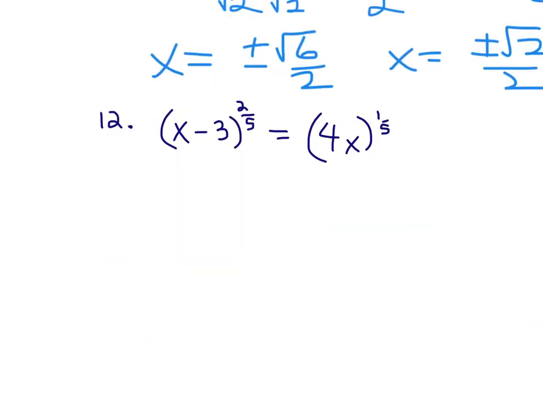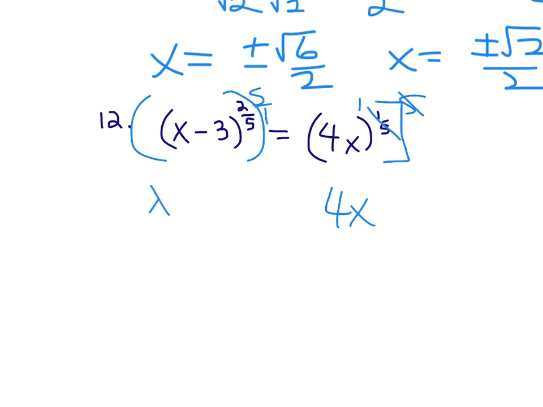Number 12, notice I've got a 2/5 power and a 1/5 power. What I'm going to do here is raise both sides to a power of 5. Because this radical, if you think of this as 4x to the 5th root, it's already isolated. So I'm going to raise both sides to a power of 5. This just becomes a 4x because this becomes a 1. This, when I multiply it, becomes an x minus 3 squared.